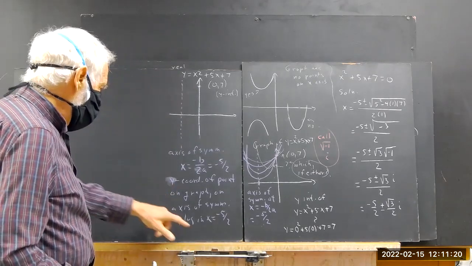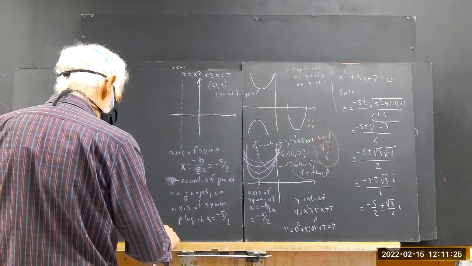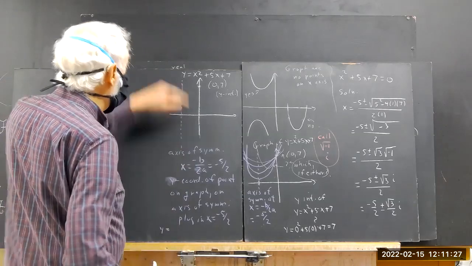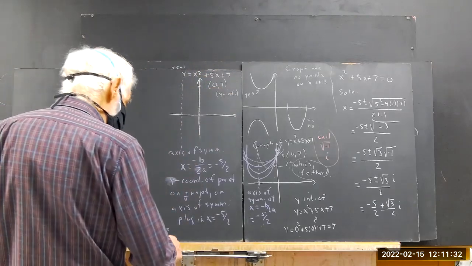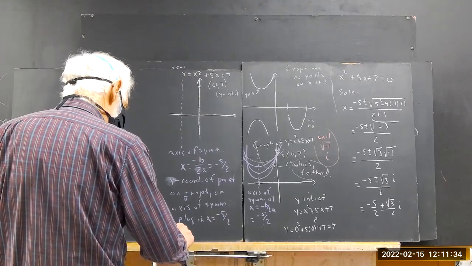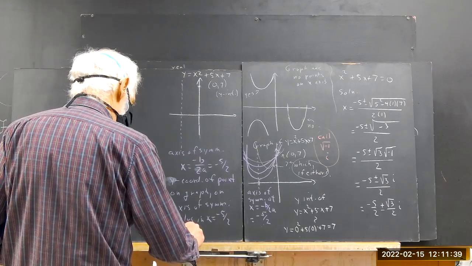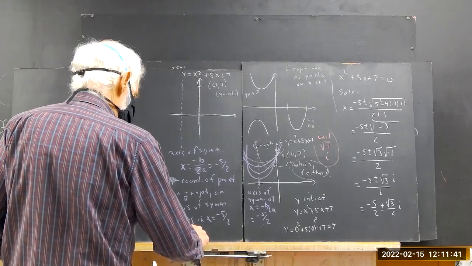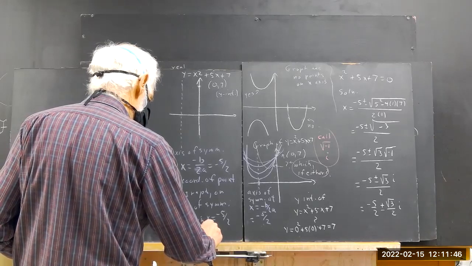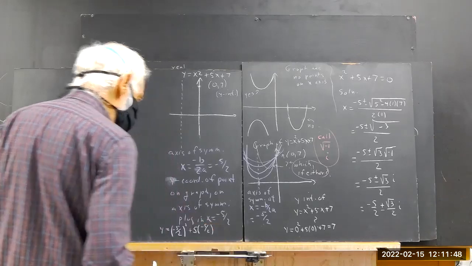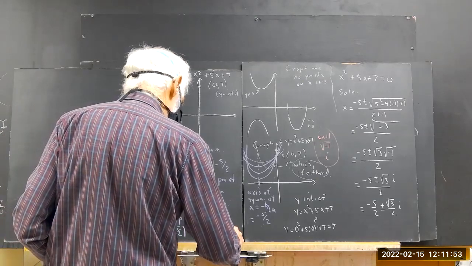The idea is then we plug in x equals negative 5 halves into the equation of the function so that we get a point on the graph of the function. So we get y equals negative 5 halves squared plus 5 times negative 5 halves plus 7.